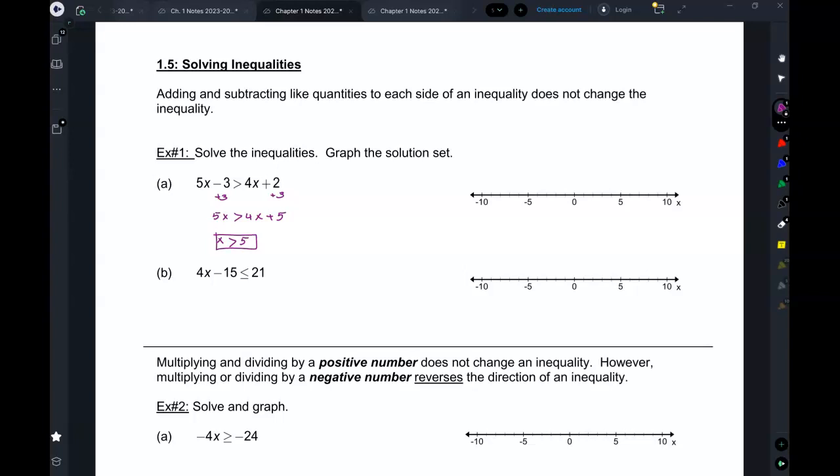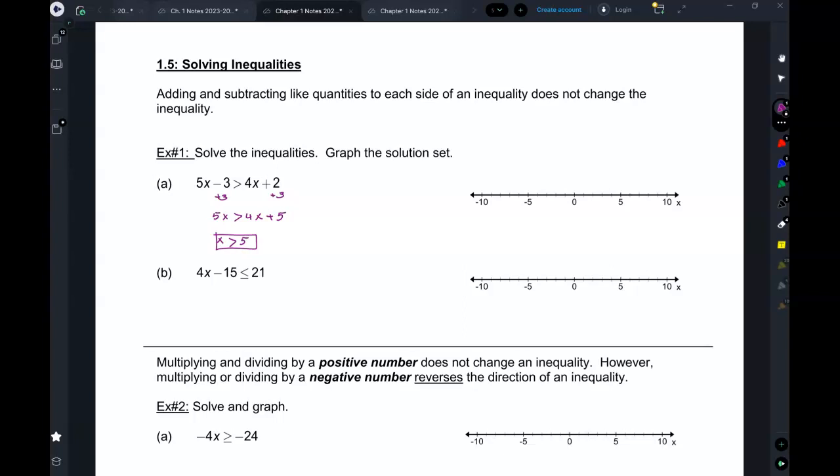Now, when we solved equations, we got answers like x equals 2, x equals -4, right? So you only had one number, one value that works in the equation. But here, my solution is x is greater than 5. So any number that's greater than 5 works in this inequality, right? So how many solutions is that technically? Like an infinite number of solutions.